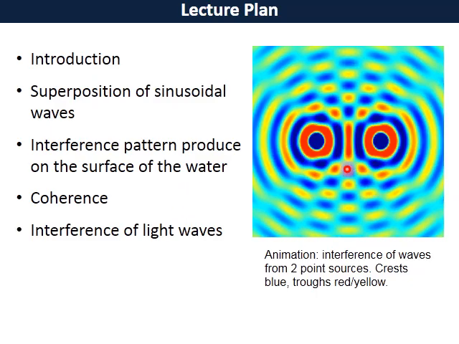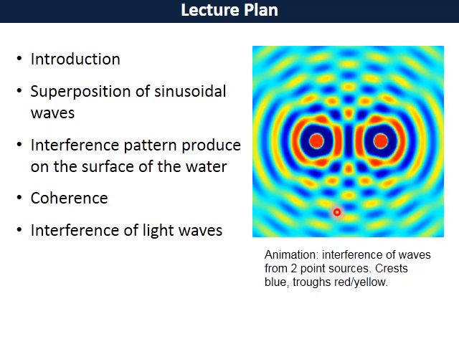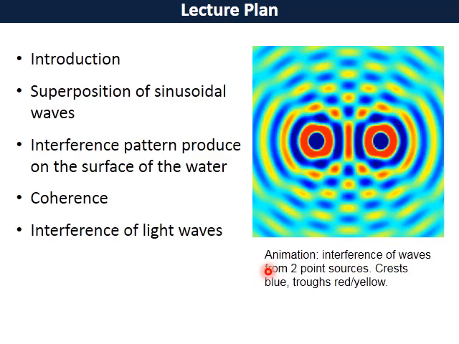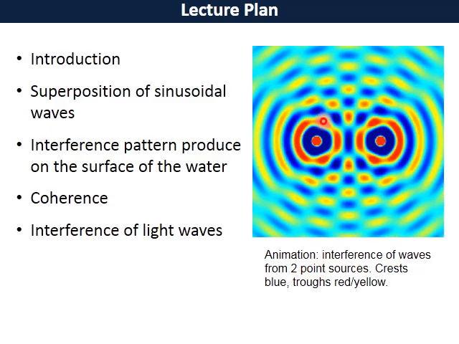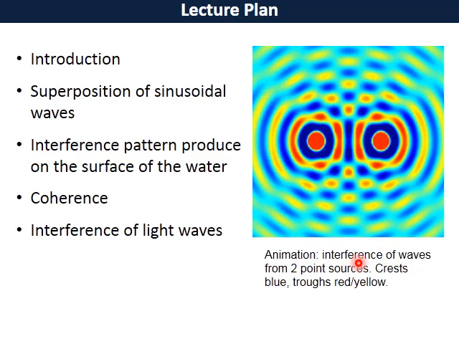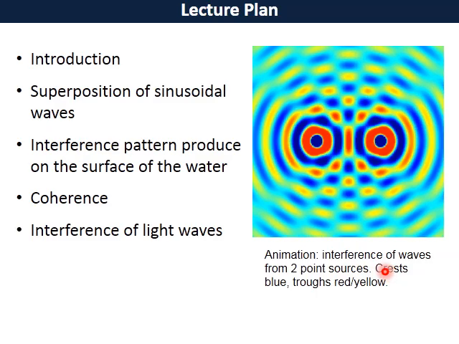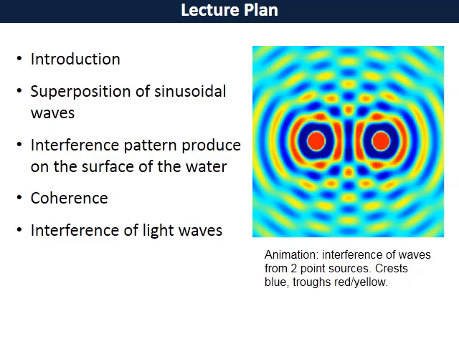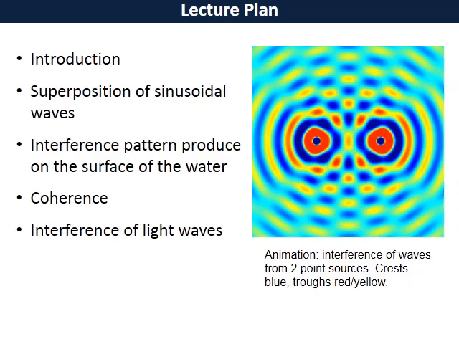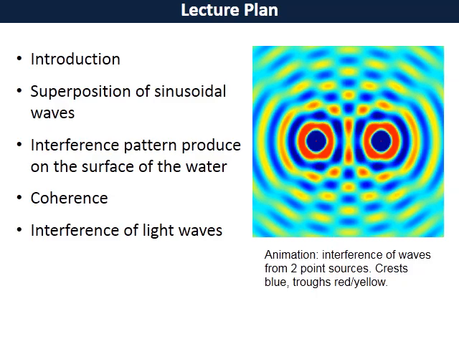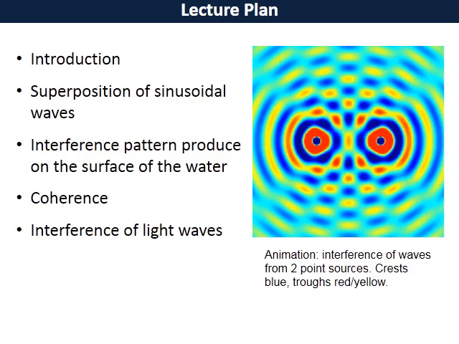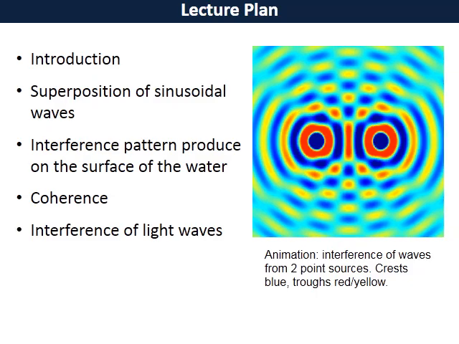Now first of all, see this animation. As you can see, interference of waves from 2 point sources. So these are the 2 point sources, and the crests are the blue ones and the troughs are the red or the yellow ones. Fine. So you will have a better idea about this when we go through the following slides.